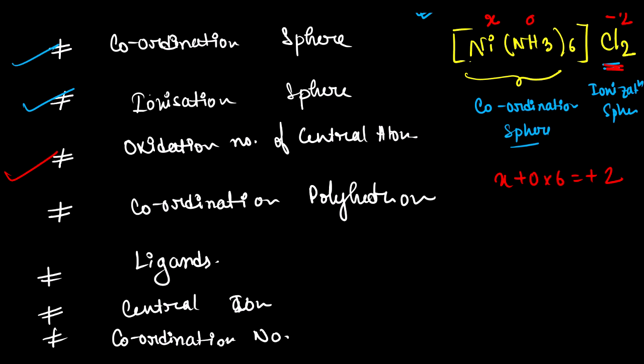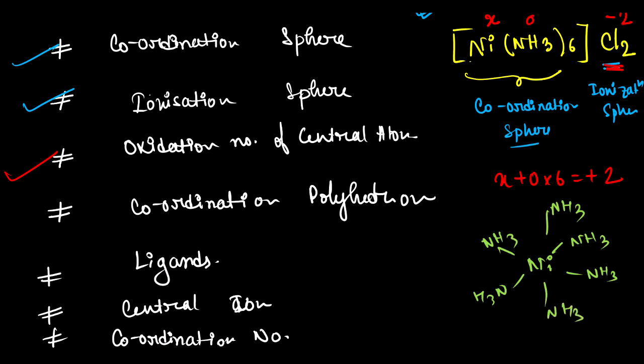Next is the coordination polyhedron. The coordination polyhedron is actually the shape occupied by the ligands and the metal atom. Around the central metal atom nickel, 6 ammine ligands are there, and they can be arranged in the form of an octahedron. So in this coordination compound they have formed one octahedron. So the coordination polyhedron is the shape of the coordination compound, its spatial arrangement.